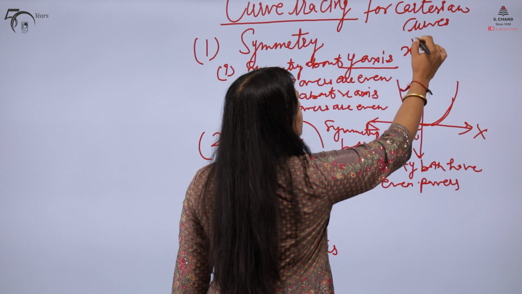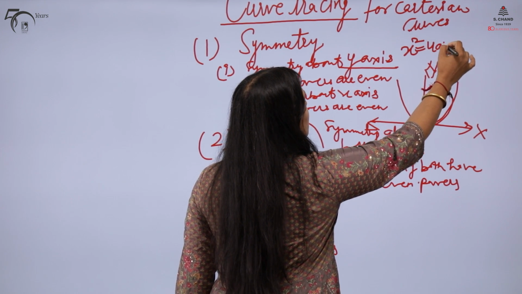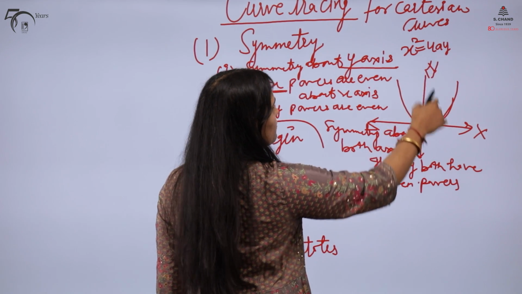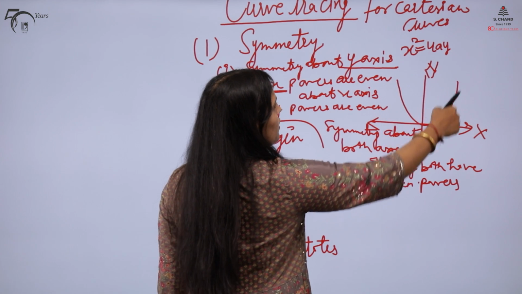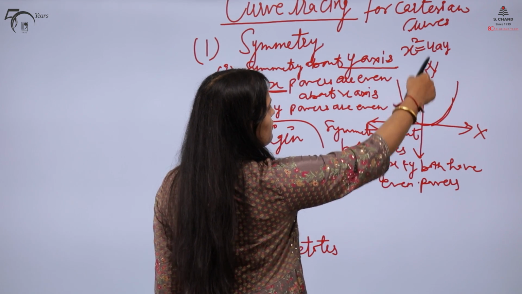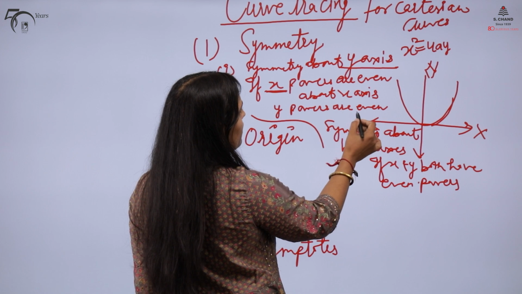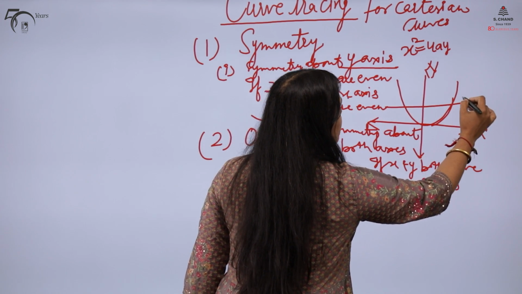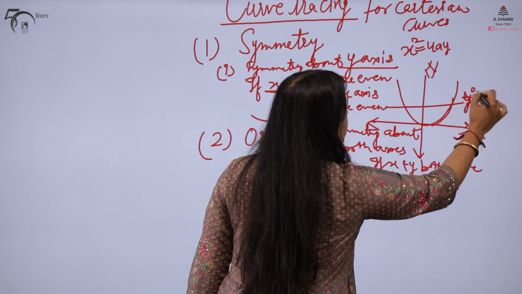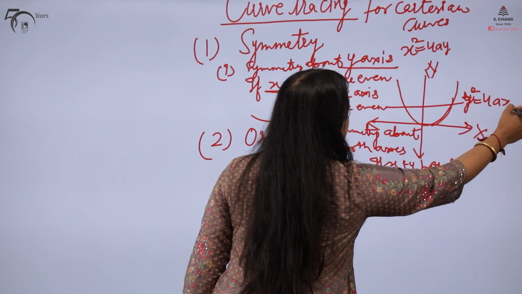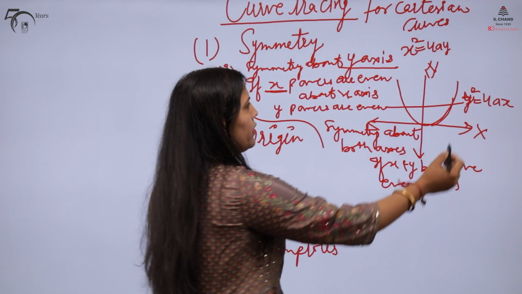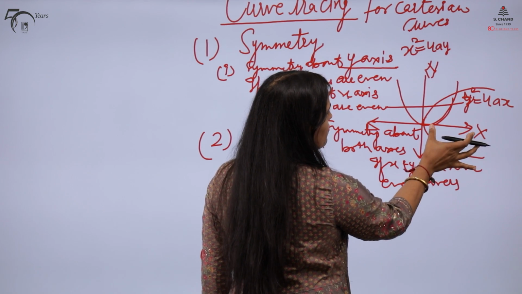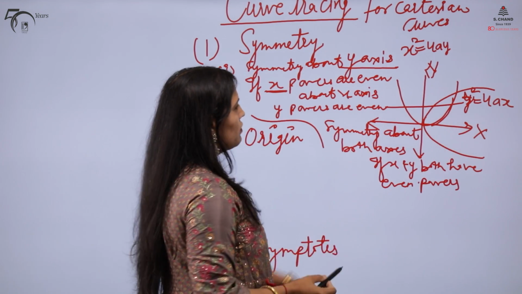So you know this parabola, and the same parabola I have drawn. You can see symmetry about the y-axis. The drawing or tracing of this parabola is symmetrical about the y-axis. If the powers of y are even, then symmetry about the x-axis. So the example is y square equal to 4ax. If you draw this parabola, I just draw it here only. This is the parabola. You can see symmetry about the x-axis. So this is your x-axis symmetry.